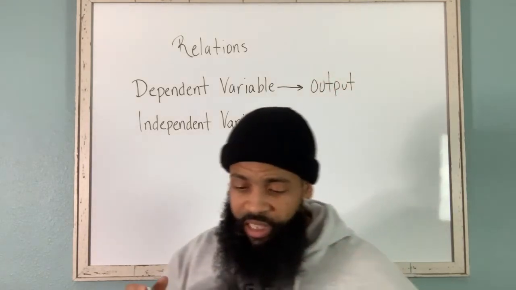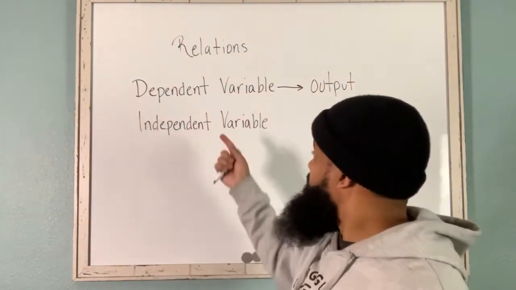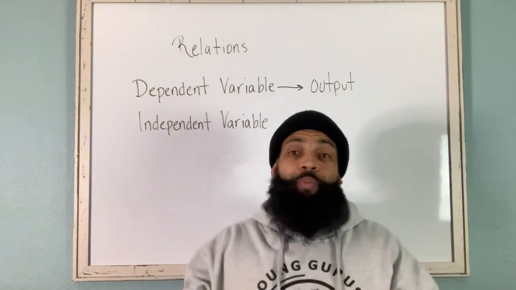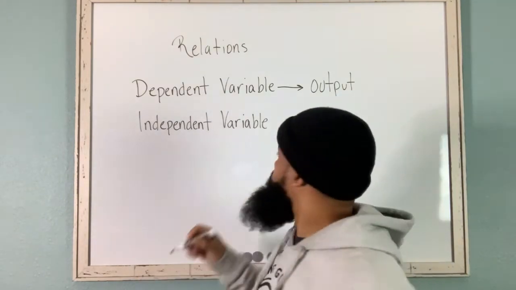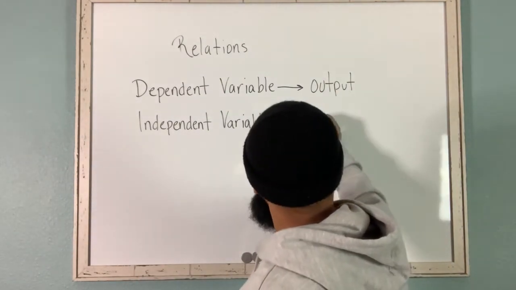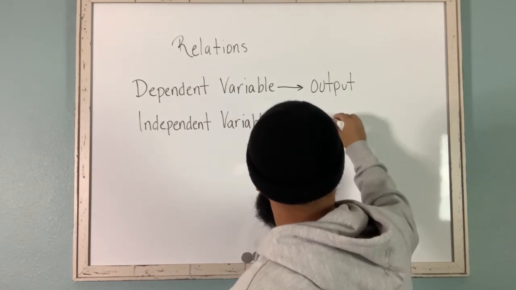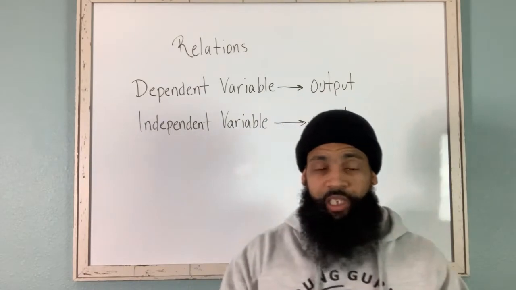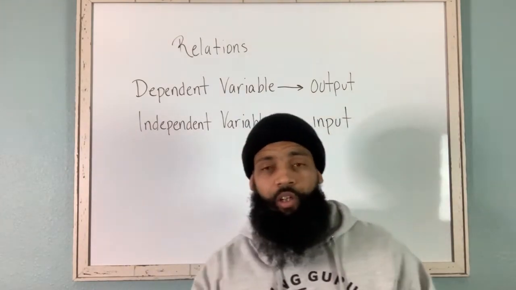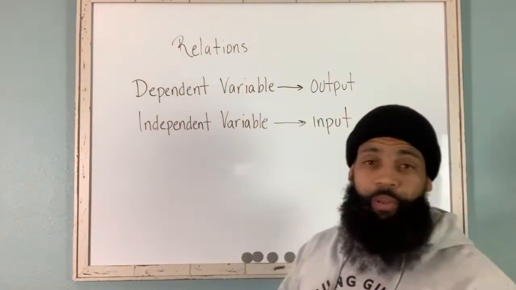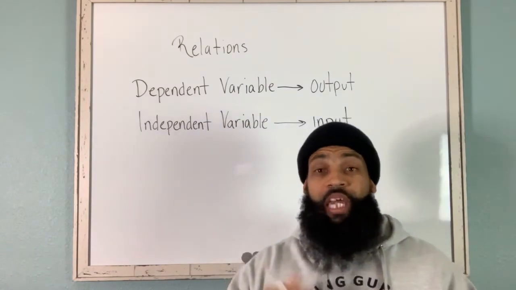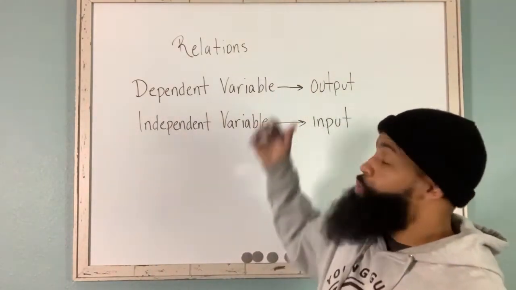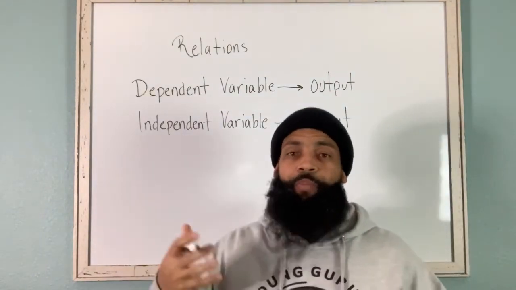Okay, it's the output. Now, the independent variable, it's by itself. It acts independent of the other variable, and this is called the input. Right? So you're going to see in this series of videos how you take the independent variable, you input it into an equation, and the output that you get ends up being the dependent variable.